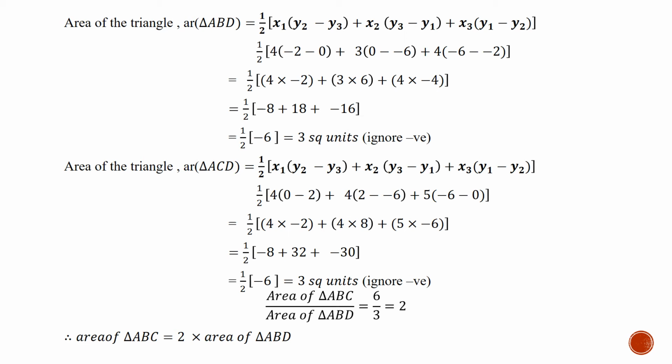Therefore, we can say area of the big triangle ABC by area of the small triangle ABD is equal to 6 by 3 equal to 2. Or we can say area of the triangle ABC equal to 2 times area of triangle ABD. That means the median divides the triangle into two triangles of equal area.